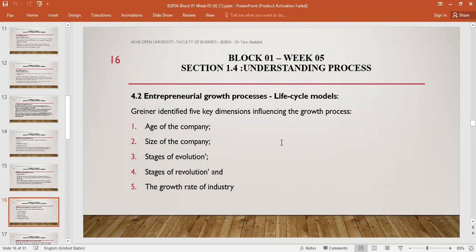Okay? For example, if you are going to study a certain venture that operates in the pharma sector, it is completely different from a certain venture that operates in the software industry. Why? Because the growth rate of the pharmaceutical industry differs from the growth rate of the software industry. You should also be concerned about the size of the firm, if this firm is large or small, if this firm is old or it is newly developed, the age of the company. You should be concerned about all of this.